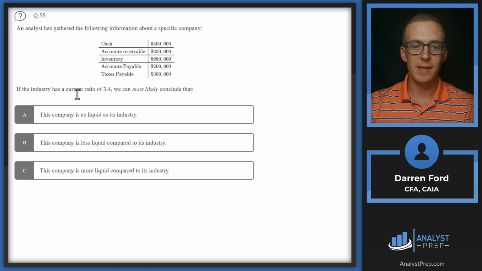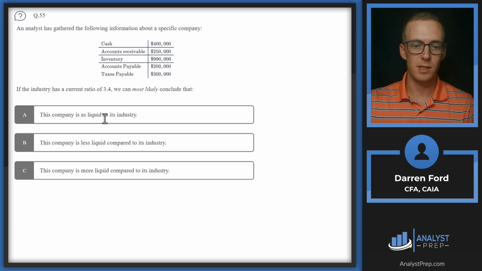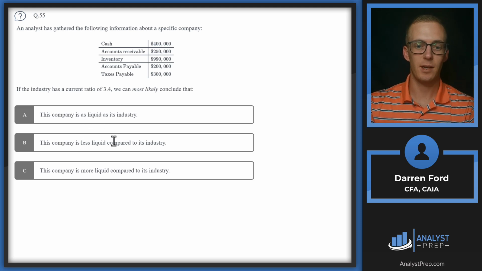If the industry has a current ratio of 3.4, we can most likely conclude that. So we're going to need to calculate this company's current ratio and then compare it to the industry, it sounds like. So our answers are the company is as liquid as its industry, the company is less liquid, or the company is more liquid, all compared to that 3.4 industry number.